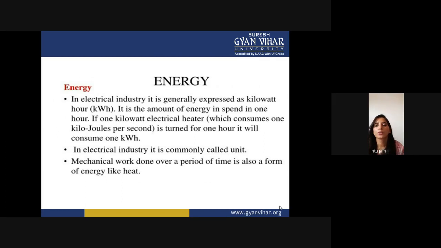In the electrical industry, this is commonly called a unit. Mechanical work done over a period of time is also a form of energy, like heat. So these are the forms of energy. This is the unit of energy which is generally used in electrical systems, which is kilowatt hour, watt hour, whatever.